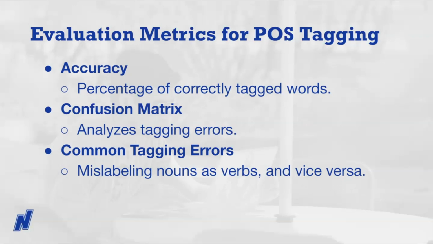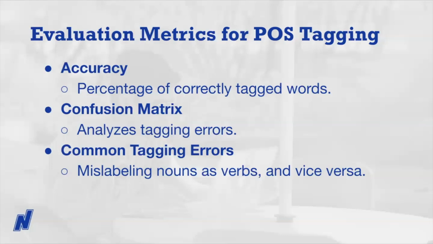This is where other metrics like the confusion matrix come in. So now we jump into the confusion matrix. A confusion matrix provides a more detailed breakdown of the system's performance. It shows how often the system confuses one part of speech for another. For example, the system might mistakenly tag a noun as a verb or vice versa. These errors are placed in a matrix form where rows represent the actual POS tags, and columns represent the predicted tag. Each cell in the matrix shows how many times a particular tag was predicted instead of the correct one.